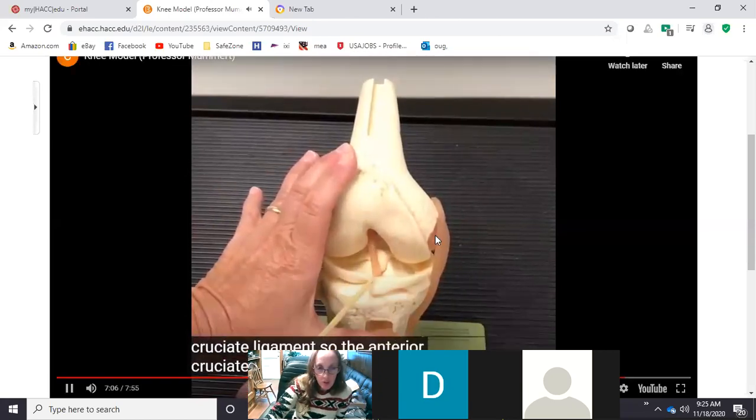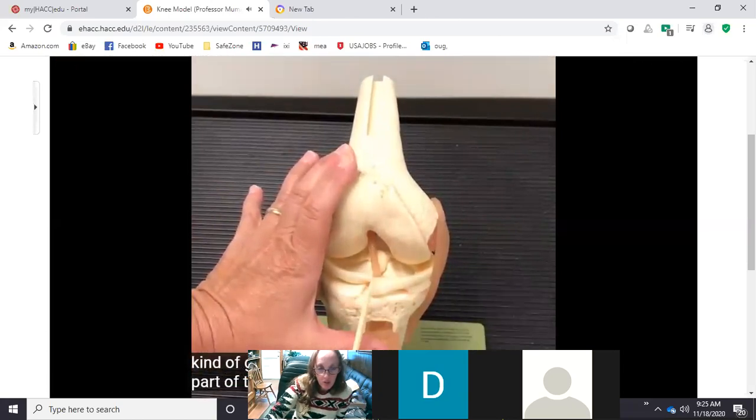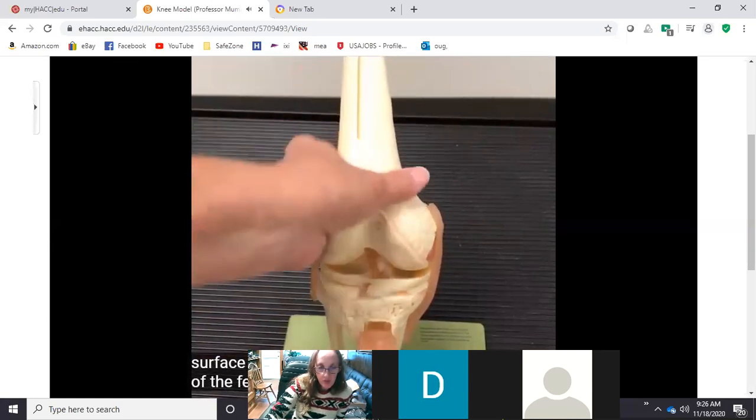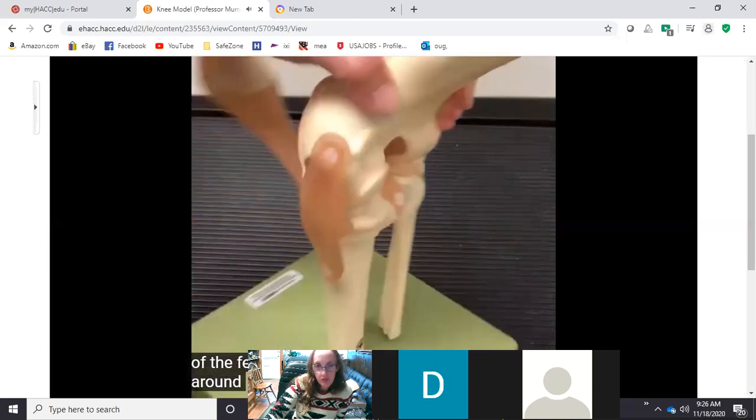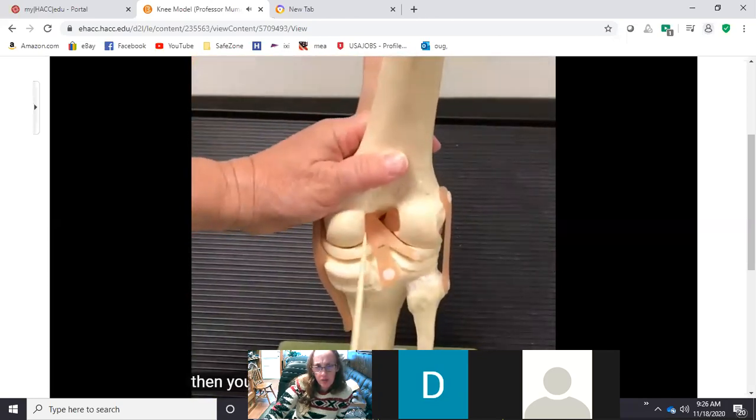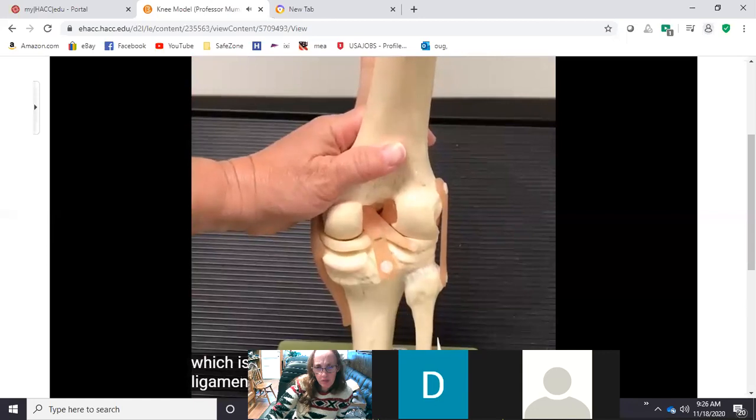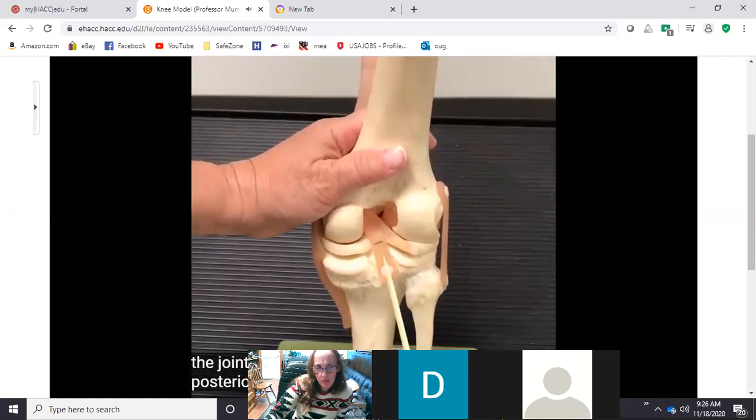So the anterior cruciate ligament is kind of going back from the anterior part of the tibia back to and inserting on the posterior surface of the femur. And if we turn the model around, then you can easily see the posterior cruciate ligament, which is right here. Posterior cruciate ligament. And so this adds strength to the joint posteriorly.